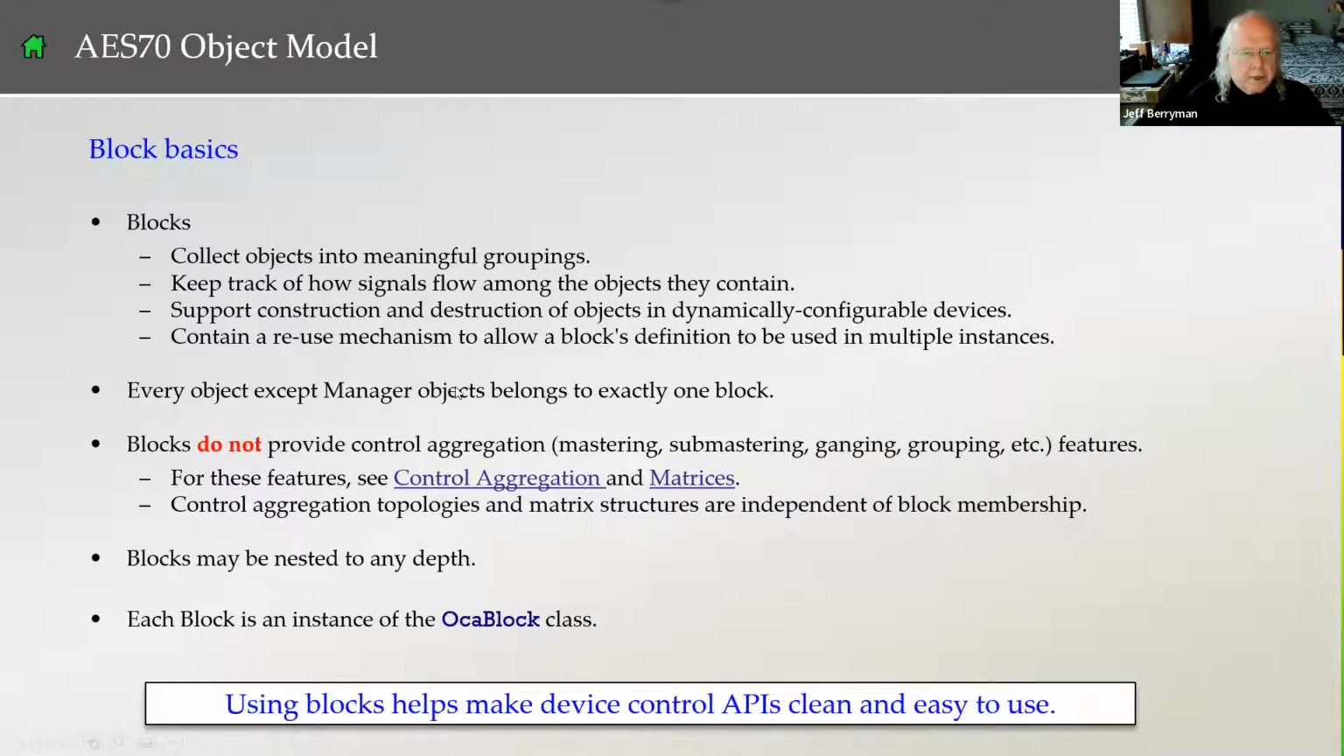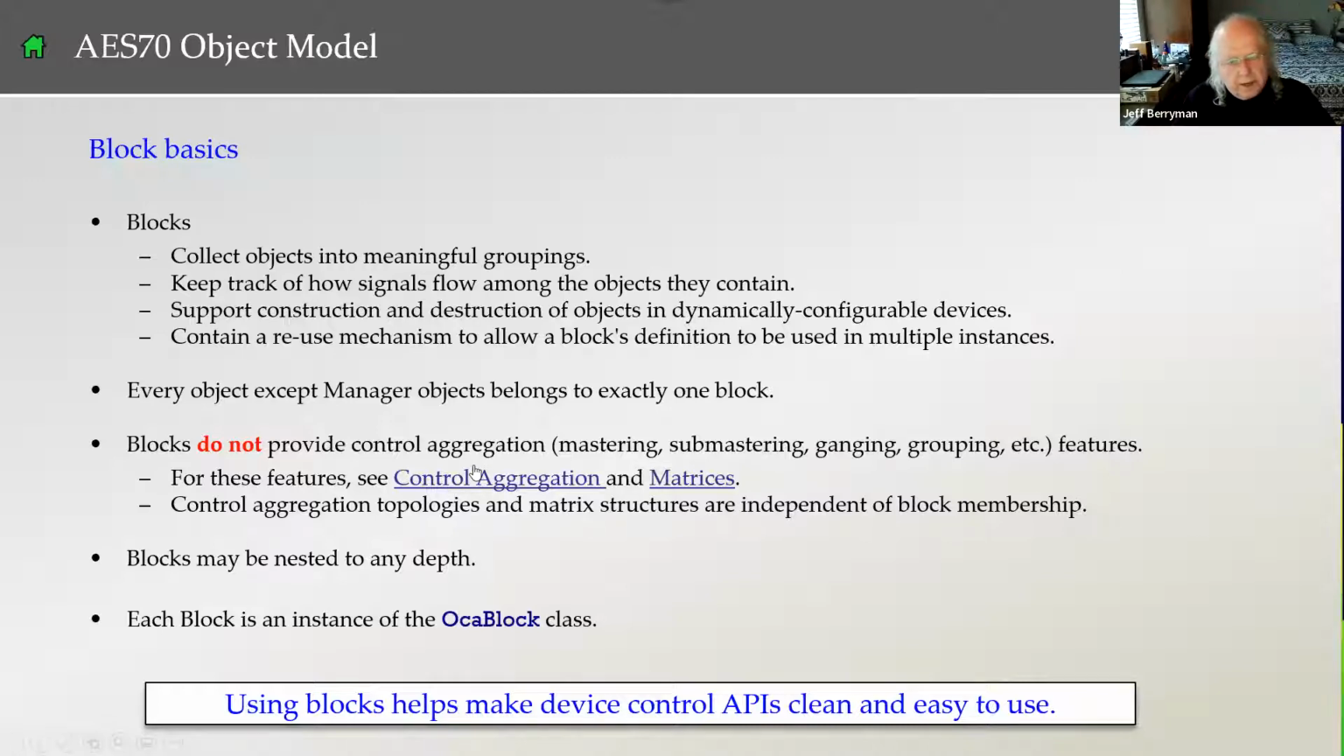Every object except a manager object belongs to exactly one block. So an object can't belong to multiple blocks. It would be too confusing. Same as you can't have a gain control that is on one channel strip and on the next channel strip at the same time. It makes no sense. Blocks do not provide mastering and submastering functions. So just because you put objects in a block, if you put 10 gain controls into a block, it doesn't give you a master gain control for all of those. That's a separate function in OCA.